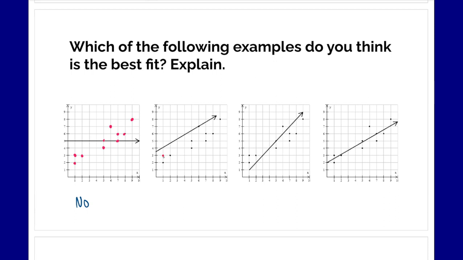The next one is better because we look at our trend, right? Same points. But we can see that the line is actually going upwards. So it is following the trend now. It's just a bit too high, right? It's not close to the points. All the points are relatively far away from the line. What about the third one?